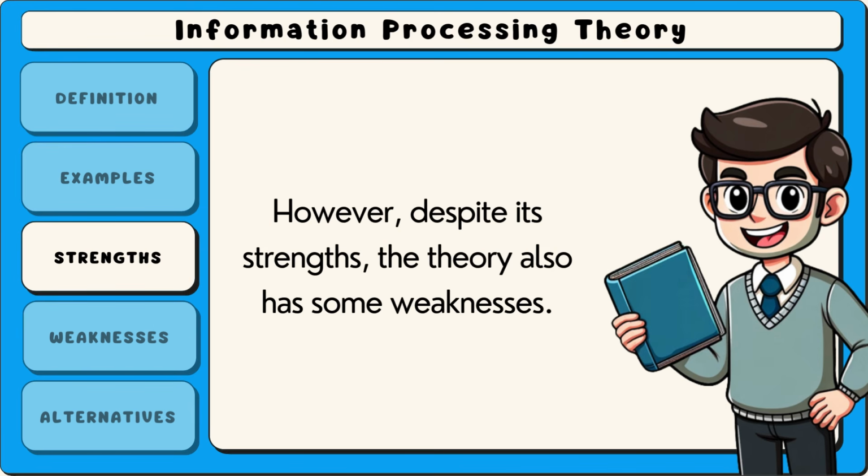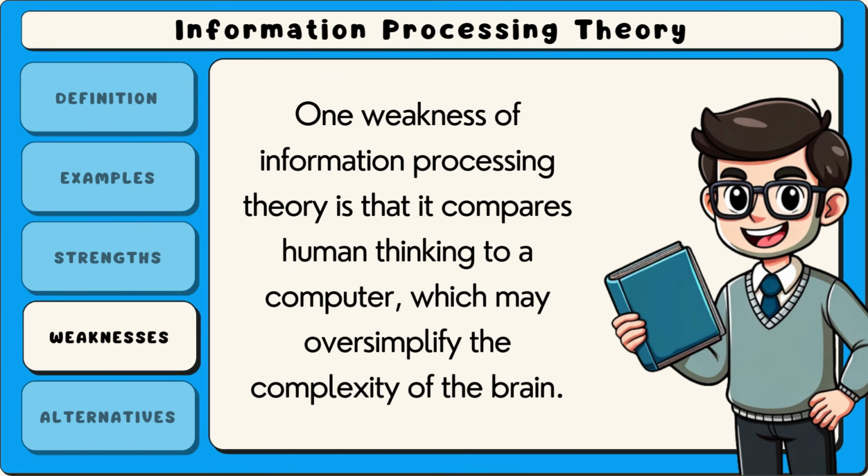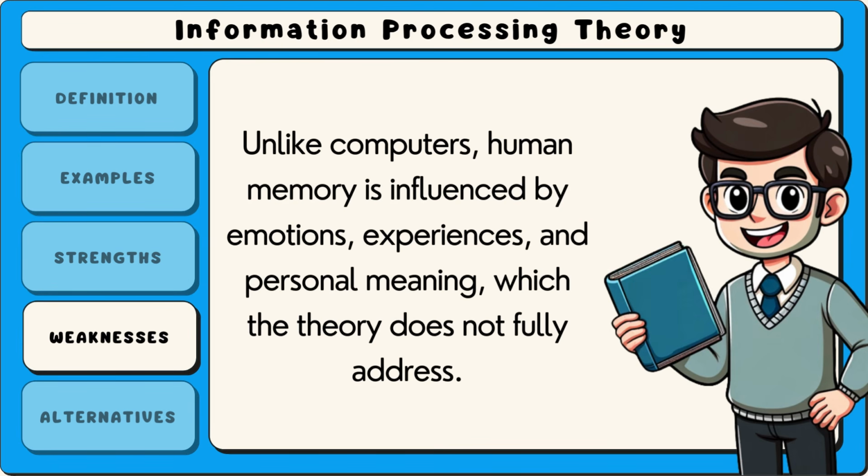However, despite its strengths, the theory also has some weaknesses. One weakness of information processing theory is that it compares human thinking to a computer, which may oversimplify the complexity of the brain. Unlike computers, human memory is influenced by emotions, experiences, and personal meaning, which the theory does not fully address.